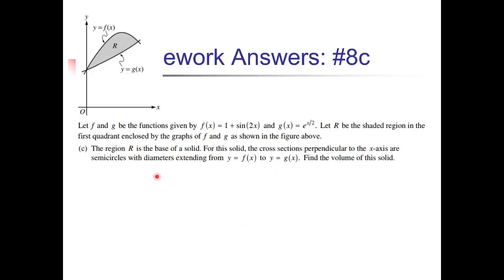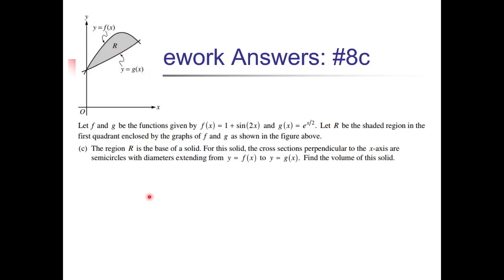For this last part of the problem, they're telling us the region R is the base of a solid. For this solid, cross sections perpendicular to the x-axis are semicircles, with diameters extending from f of x to g of x. We want the volume of this solid. So visually, imagine we have a bunch of semicircles whose diameter is this distance here, and these semicircles are just kind of popping right in your face out of the page at you here, and that forms a solid. So we just need to find an area formula in terms of x for these semicircles, and then we can just integrate that from 0 to k, just like we've been doing everything else.